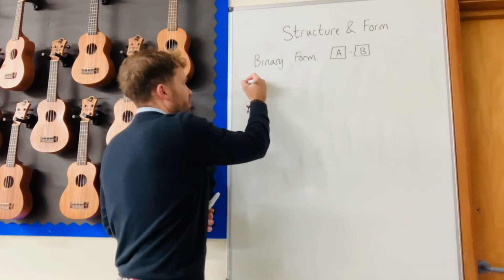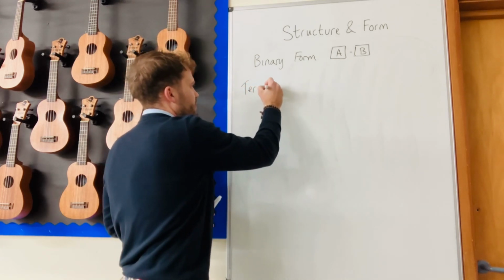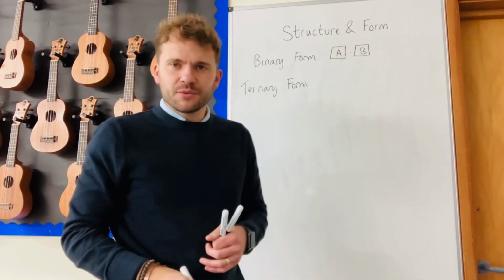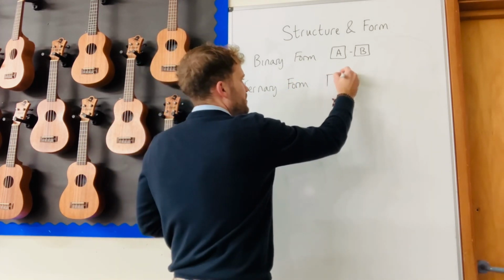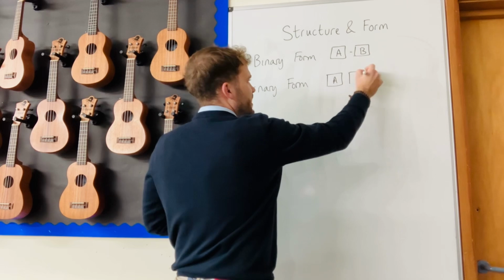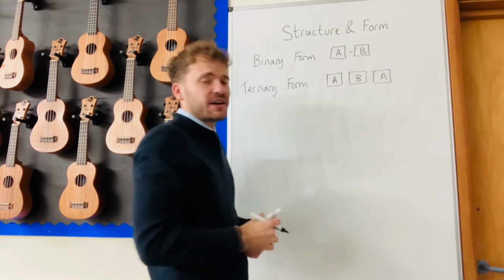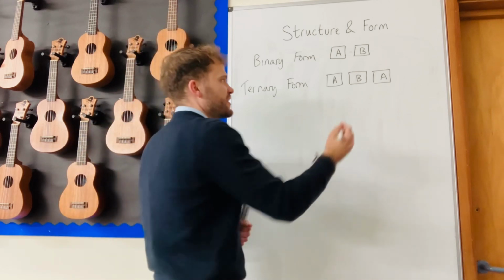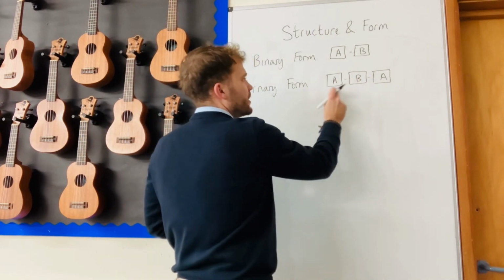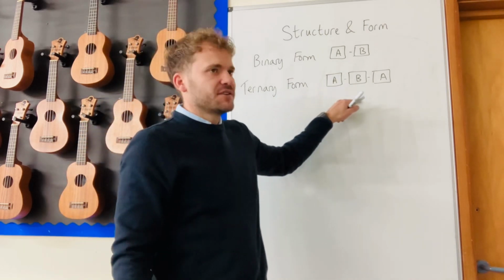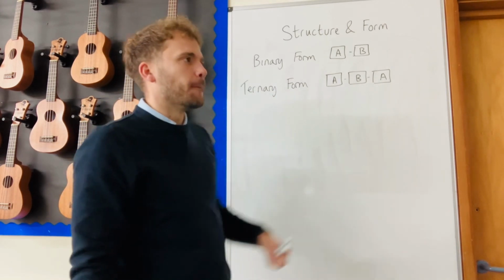The next structure we're going to look at is ternary form. Now ternary form is a little bit like a sandwich. We've got a main A section, we then have a contrasting middle section, and then we go back to our A section at the end again. As you can see, three sections, almost like the piece of music turns around at the end, ternary form.